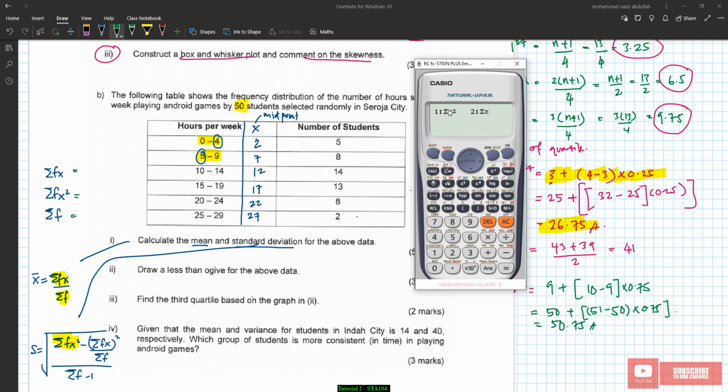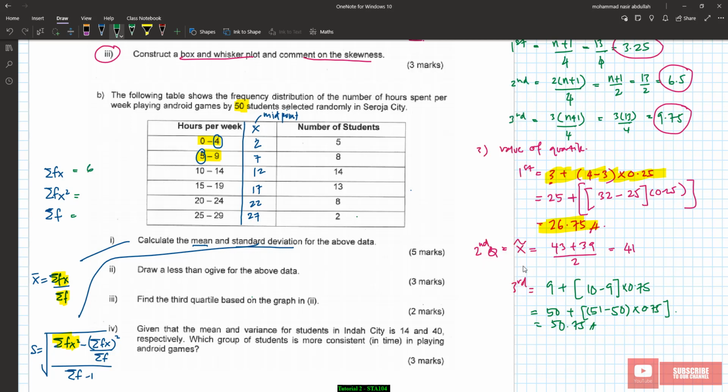So the first value, summation of x square, will represent summation of fx square. The second value, summation of x, should represent summation of fx. Right? So let's say kita tengok nombor 2 ni equal to 685. And then for number 1 should represent 11515. Right. So kita ada kat sini 685, 11515. And the total here should be equal to 50.